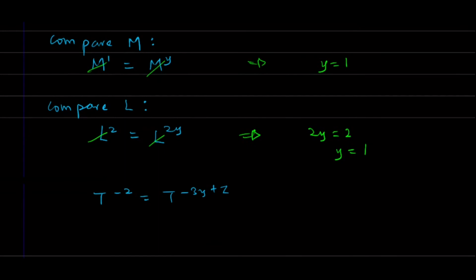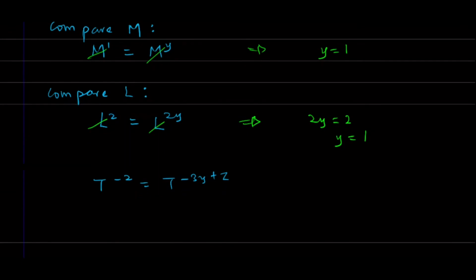So in that case, we can cancel t with t because they have the same base. Then we are going to be having minus 3y plus z is equals to minus 2. We can call this one equation 3. If that be the case, we have gotten the value of y, so we can substitute into equation 3 so as to get the value of z.